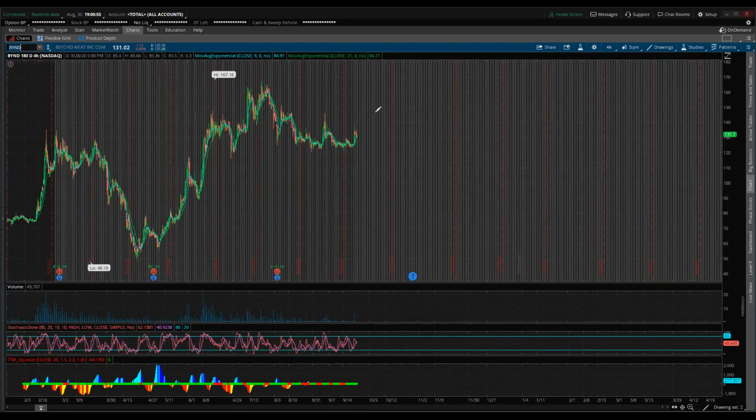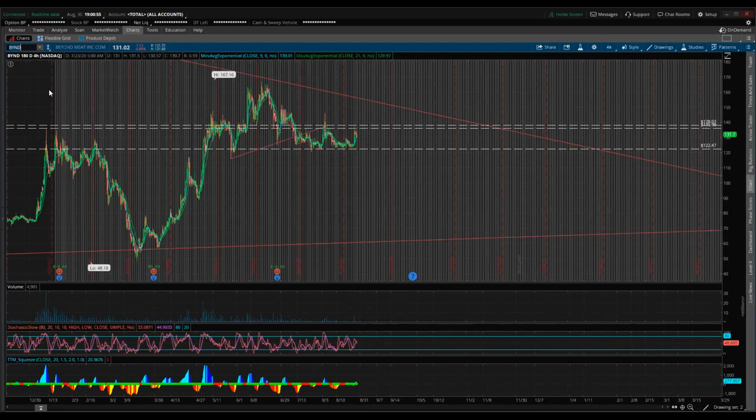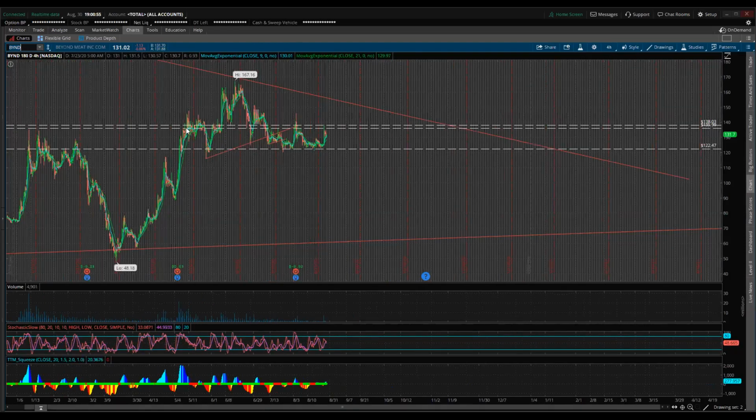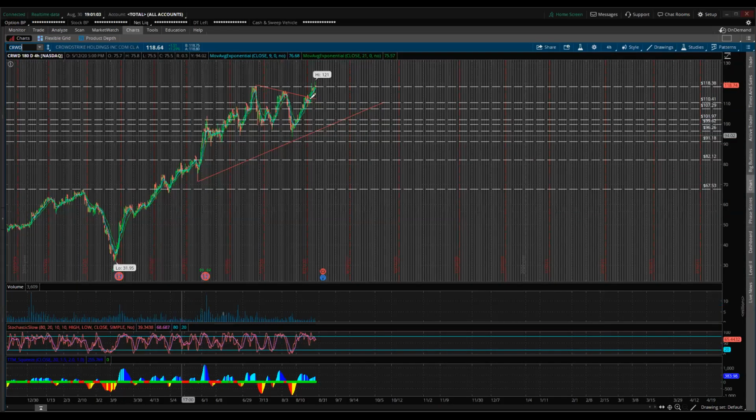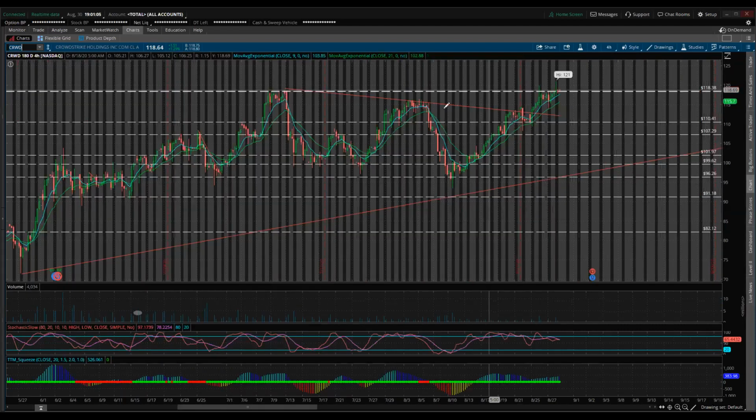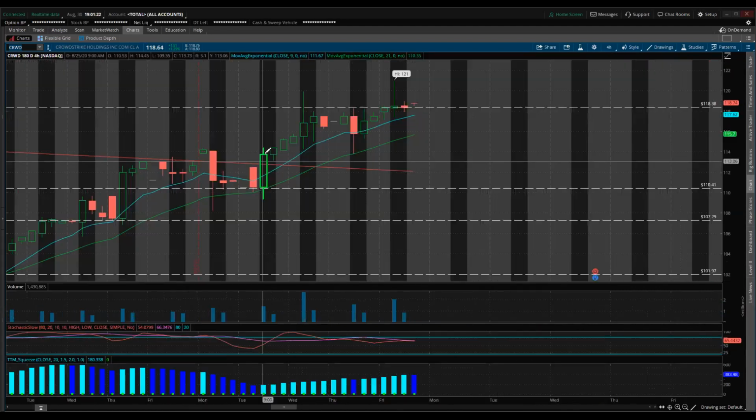And remember, you can draw triangles on any chart. You can draw support and resistance on any chart. I saw this a few days ago: CrowdStrike breaking out of this 112 area with this resistance line going through it. And what did we see the following days? We saw it close above this line with alright volume, better than the days before definitely.